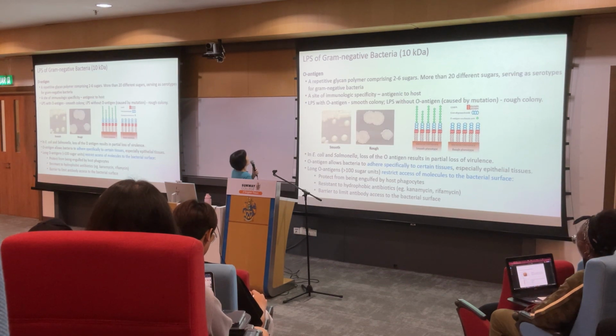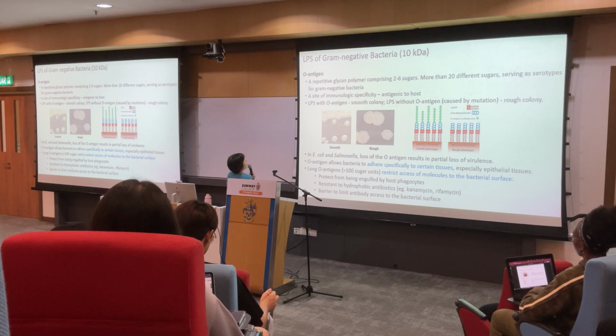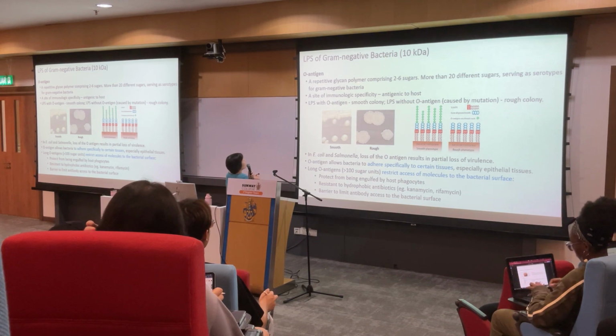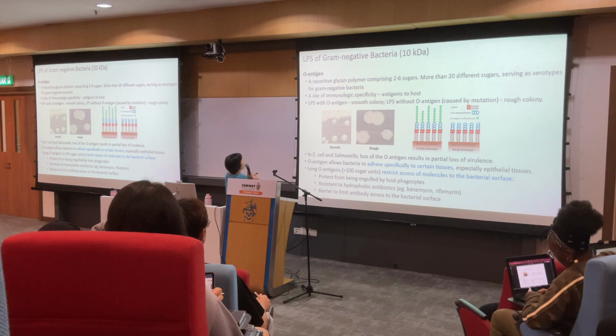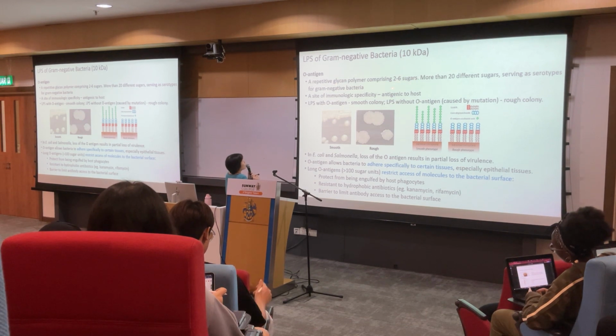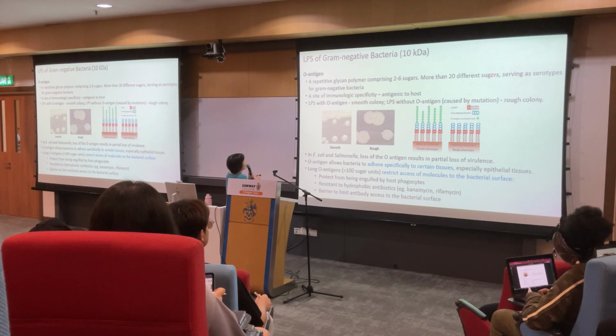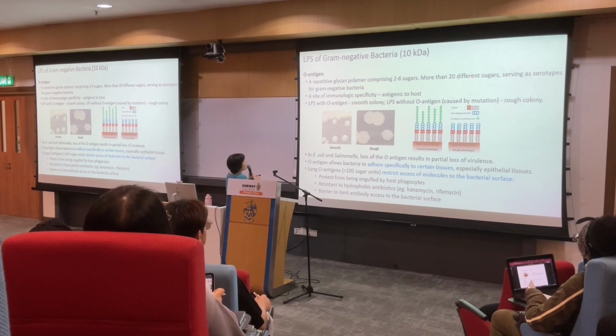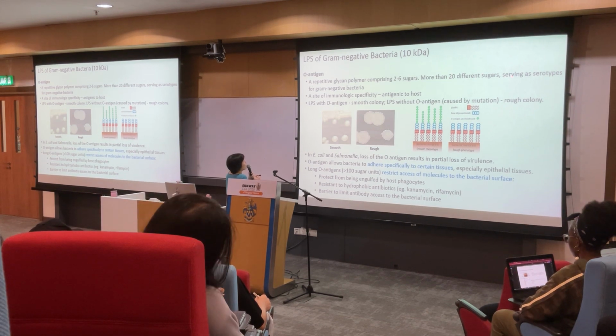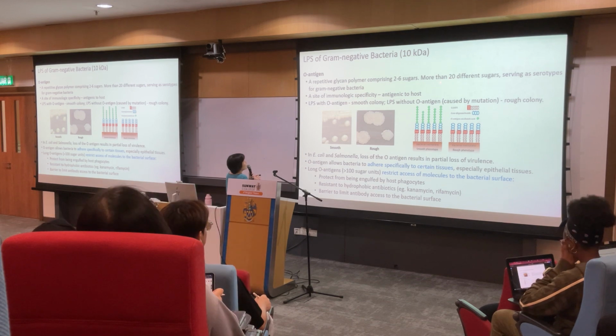We start by talking about the O antigens. The O antigen is a glycan polymer, meaning glycan is sugar, so it has 2 to 6 sugars making it up. However, more than 20 different sugar units have been identified in gram-negative bacteria. The combination of these 20 different sugar units can make up different O antigens, giving, I think, more than 100 serotypes based on the O antigens, right?